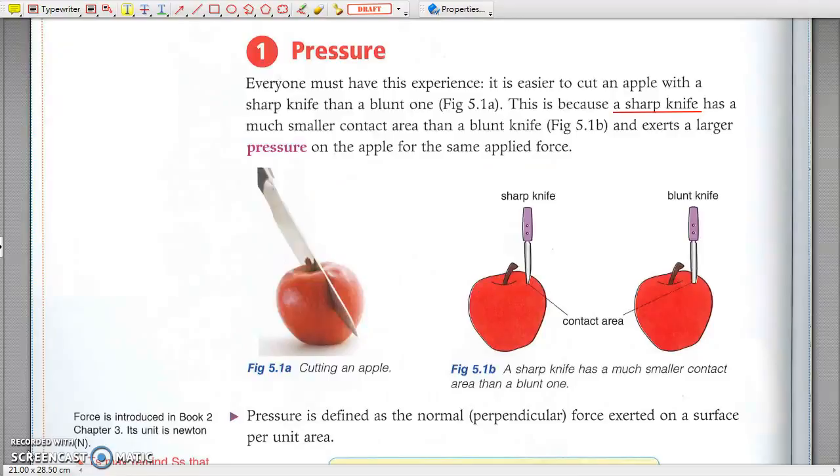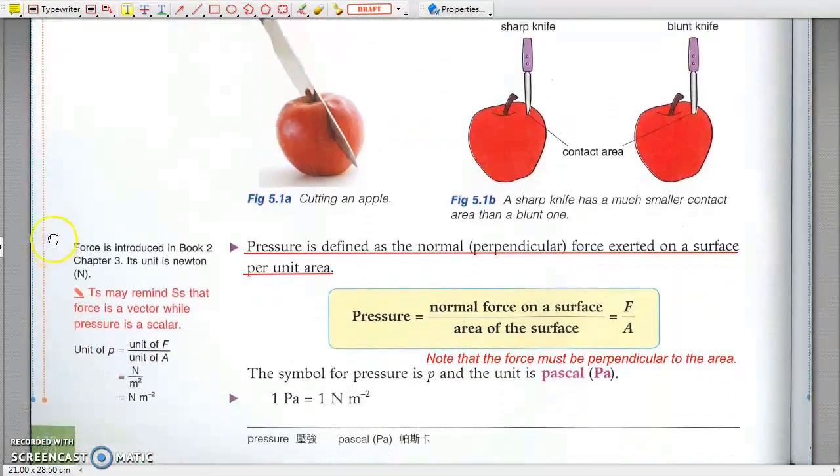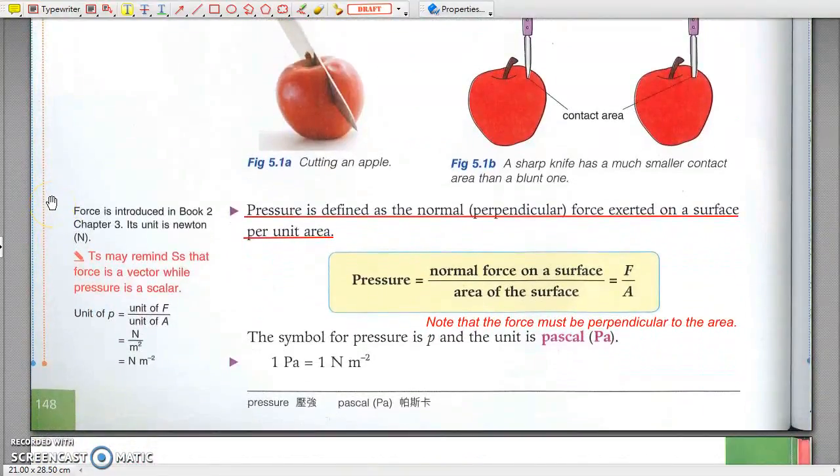Refer to the picture below and recall your experience. You may tell that it is not force that cuts, but it is force per unit area that cuts. In other words, it is pressure that cuts. Pressure is the normal force exerted per unit area given by P equals F over A, where F is the normal force exerted on the area. The unit of pressure is Pa, which stands for Pascal, and 1 Pascal equals 1 Newton per meter square.